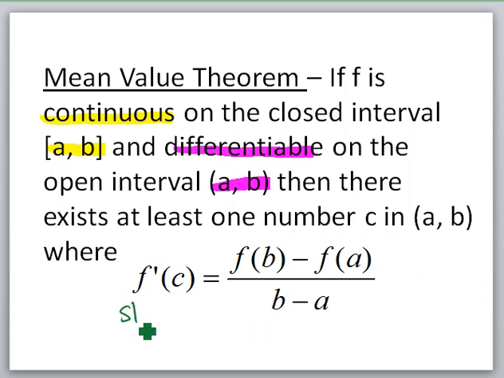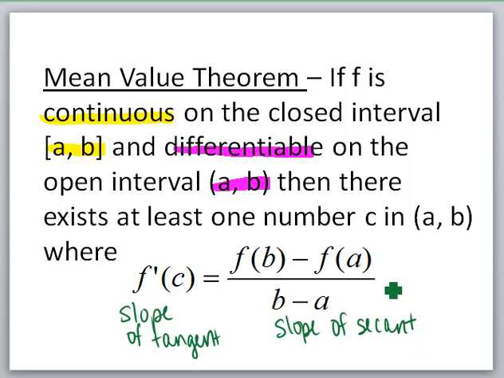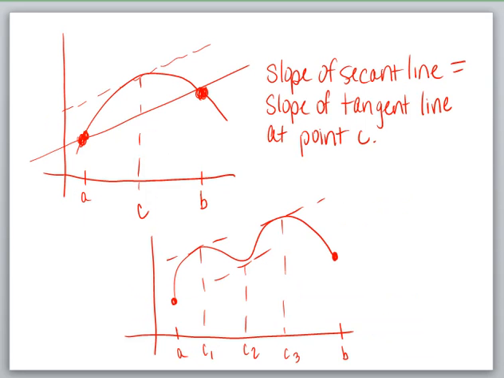So I'll go ahead and write that in there. The slope of the tangent is equal to the slope of the secant. It's much easier to see these again in pictures, so I've got some pictures drawn. This is the mean value theorem. Notice how it is continuous on the closed interval and differentiable on the open interval, in both cases.